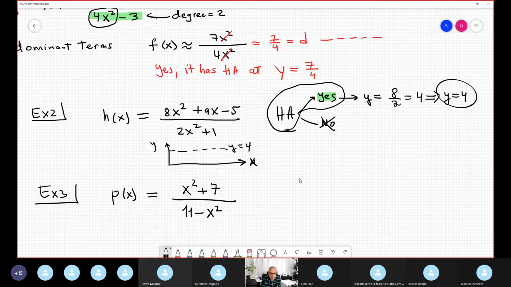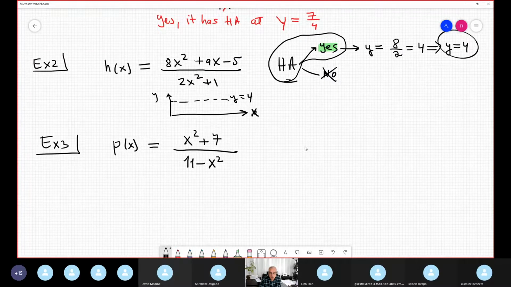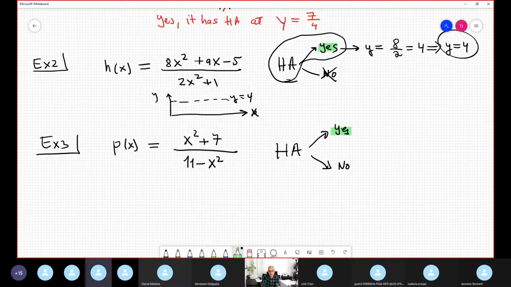What do you think about the second example? Do we have a horizontal asymptote, yes or no? Opinion, I want to hear. Yes, he said yes. I agree with him. Why, mister? They have the same degree as well. Exactly, because they have the same degree, 2. So my complementary question is, at what value? Y equals something? 7/11.